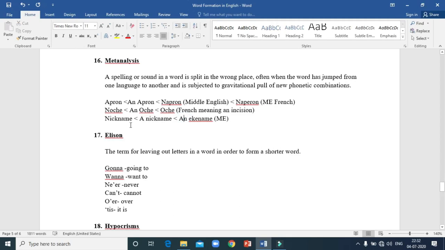It gave rise to this new word. So that is metanalysis. It is a mistake that happens in spelling. Spelling or a sound in a word is split in the wrong place, and that gives rise to a new word.